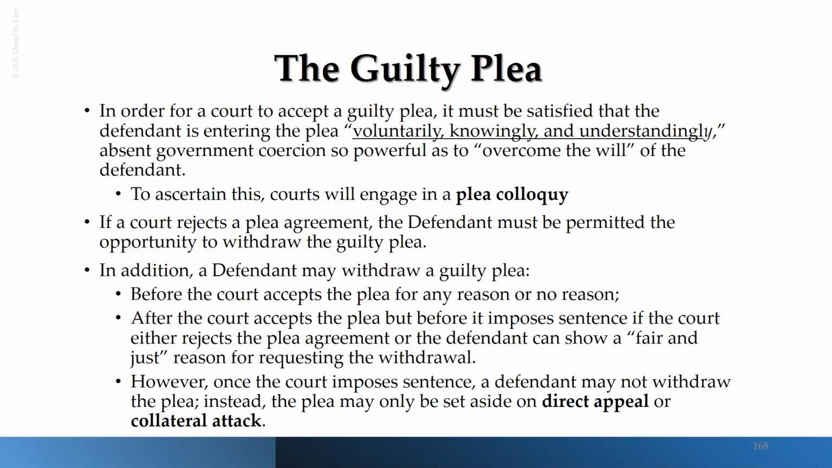That type of thing is what's going to let you set aside a plea agreement or a guilty plea on a collateral attack. So that's the take on guilty pleas. That's the take on pretrial proceedings.